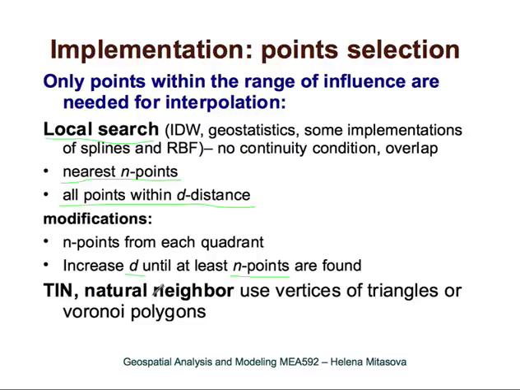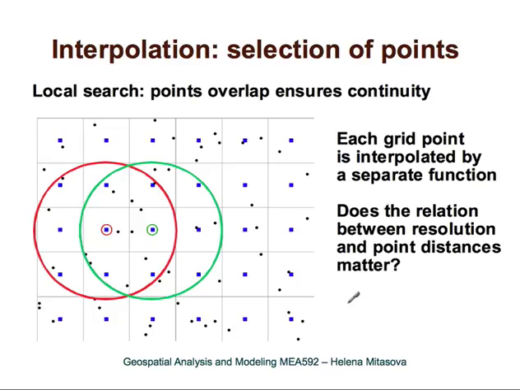And then TIN and natural neighbor doesn't use these conditions because they build essentially the structure, either Voronoi polygons or the triangulation, to find the points from which to interpolate. So here is the search based on distance, and the way how the continuity is ensured is that these search areas essentially overlap.